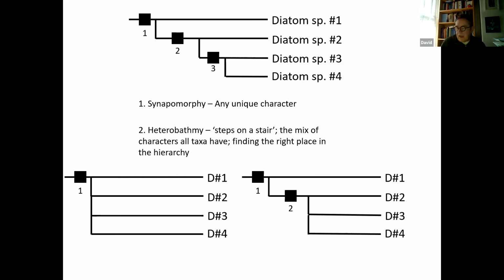So here, in the upper diagram, there's numbers on those characters. You can see there that character 1, way down in the hierarchy, is something that's common to all the species, 1, 2, 3, and 4. Character 2 is just in 2, 3, and 4. So essentially, that's all we need to do: search through our specimens, find the characters, not necessarily just list them and describe them, but find where in that hierarchy they fit.